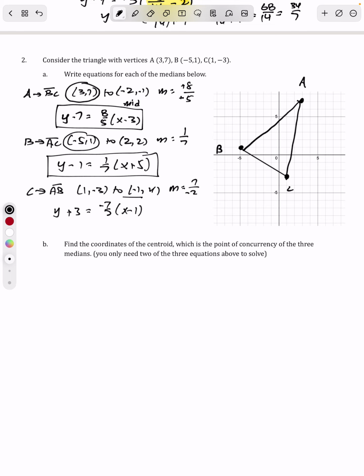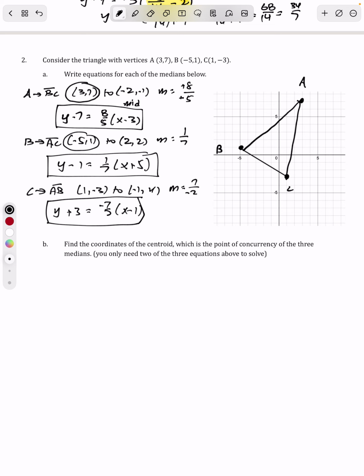X minus 1. There are other ways to write that, like you could use the other point rather than the vertex. I'm just trying to be consistent, and there's no reward for being consistent. I'm just doing it for the sake of teaching it better. All right, needed a sip of water there.